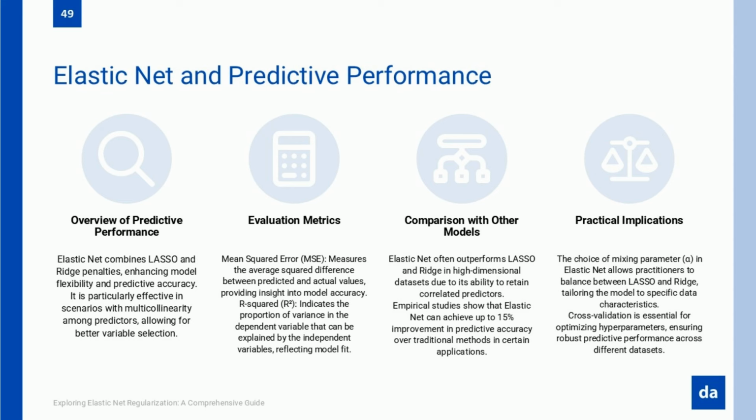A model is only as good as its predictions. No matter how well it selects features or avoids overfitting, its true value lies in how accurately it can predict new data. Elastic Net is widely used in machine learning because it balances predictive performance with model simplicity, ensuring that the model generalizes well rather than just memorizing the training data.